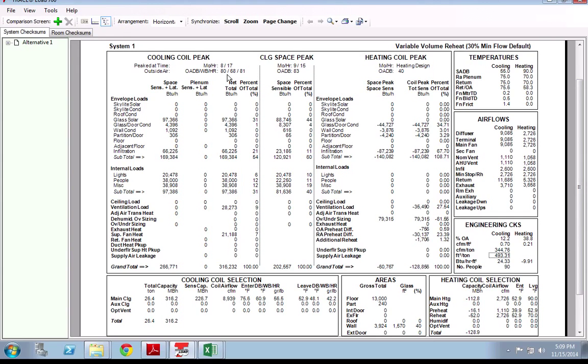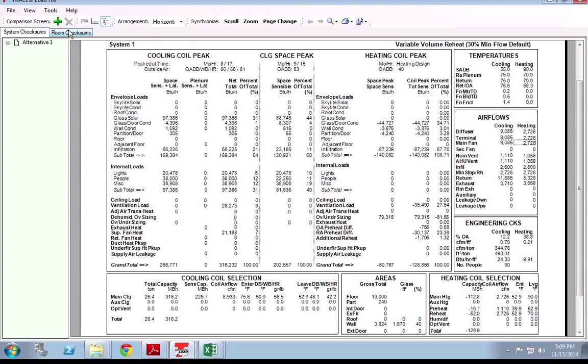So those are the kind of things I'm looking at when I look at a trace report. I'm looking at the supply temperature, I'm looking at the heating air temperature, does that make sense? Because down here, the 90 will dictate the quantity of air needed in order to maintain the building. Other things to look at, we can also start looking at the room checksums.